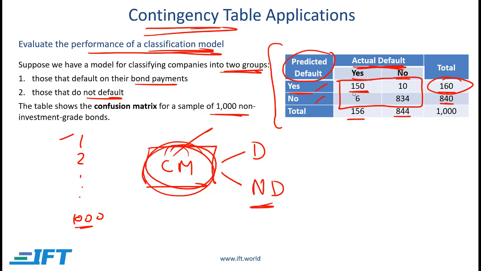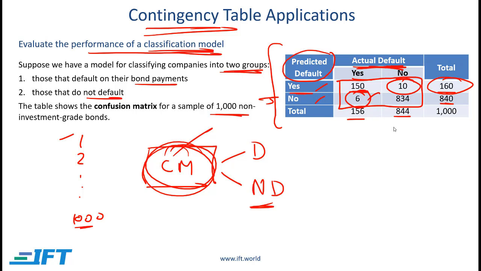So this 150 means that there are 150 companies where the model predicted a default and there was indeed a default. 10 means that the model predicted a default, but in reality, these bonds did not default. So this is an error. With this row, what we have is the model predicting no default, but in actuality over here, we did have 6 defaults. So we have 6 situations where the model said that a default will not happen, but in reality, the default did happen. So this is also an error.